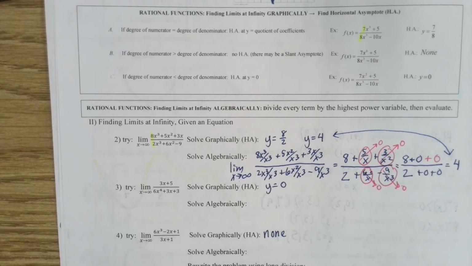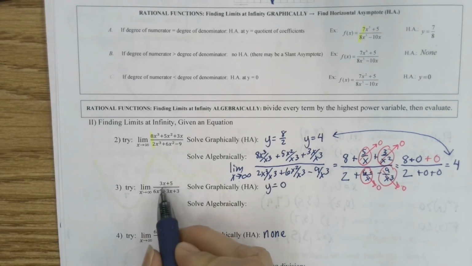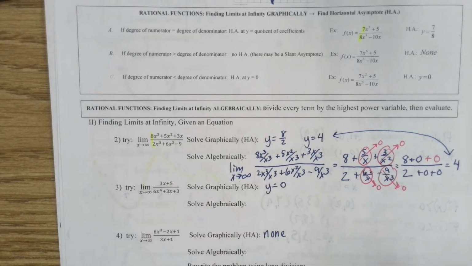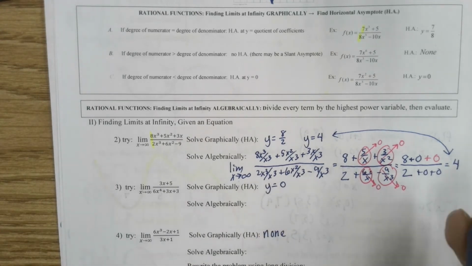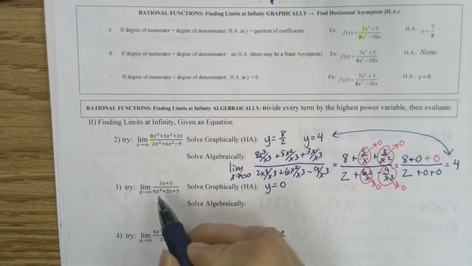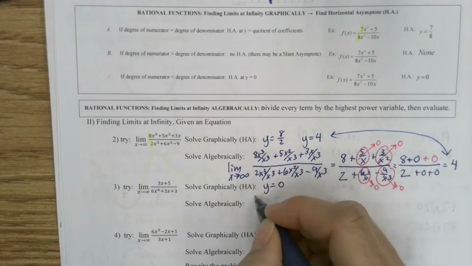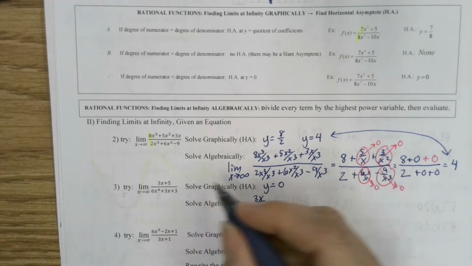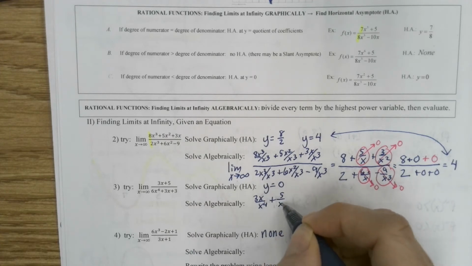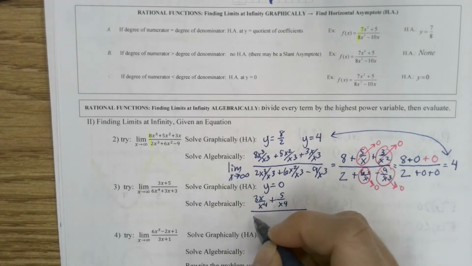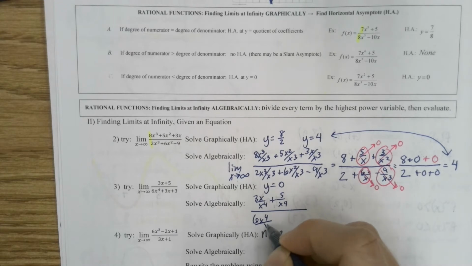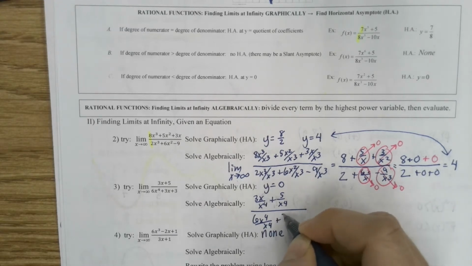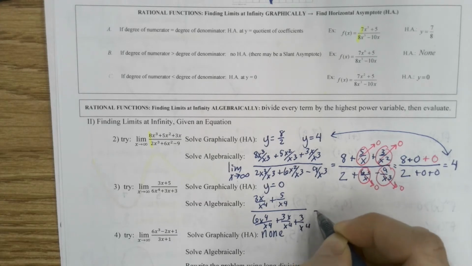So we're going to solve this algebraically, and we're going to divide all of these terms by the highest power in the denominator. The highest power. So the highest power in the denominator is x to the 4th. So we're going to take 3x and divide by x to the 4th. We're going to take 5 divided by x to the 4th. On the bottom, 6x to the 4th over x to the 4th plus 3x over x to the 4th plus 3 over x to the 4th.